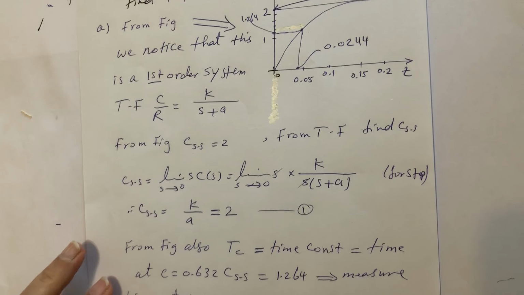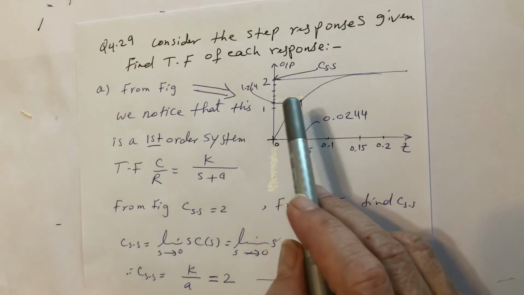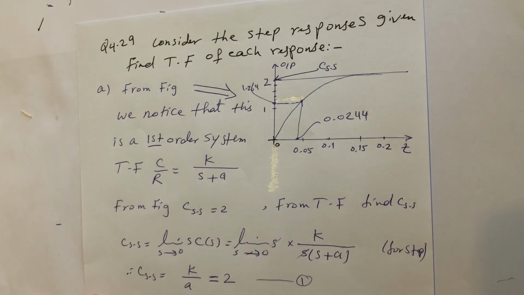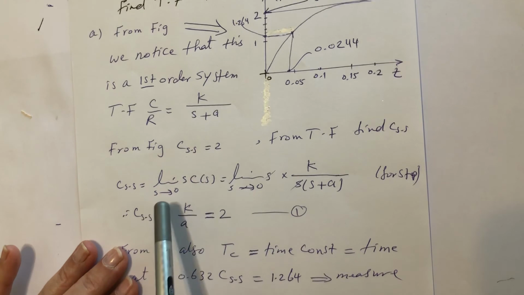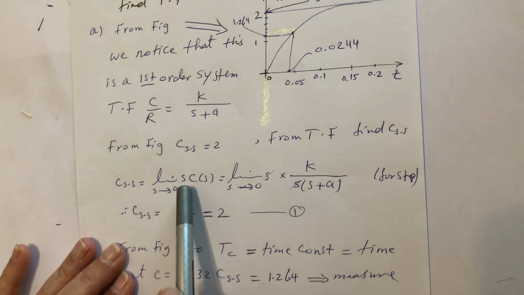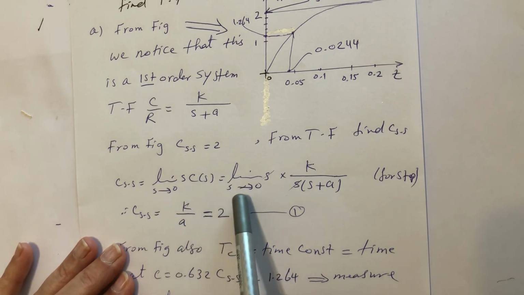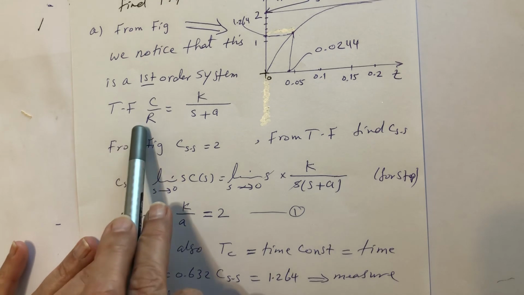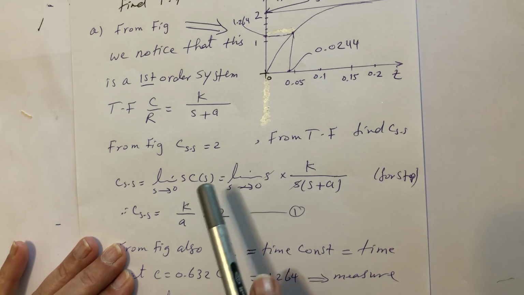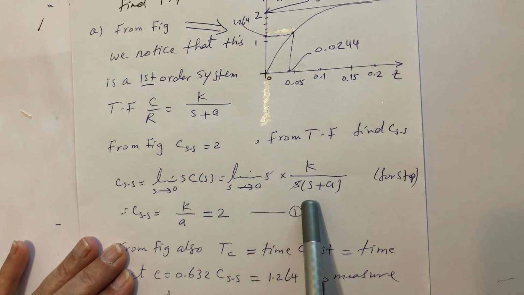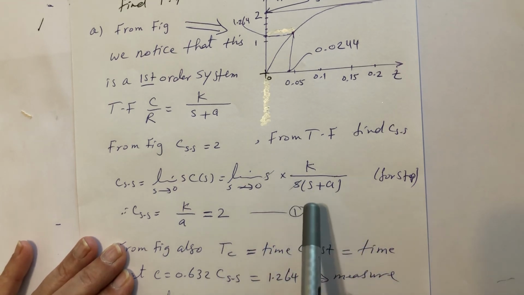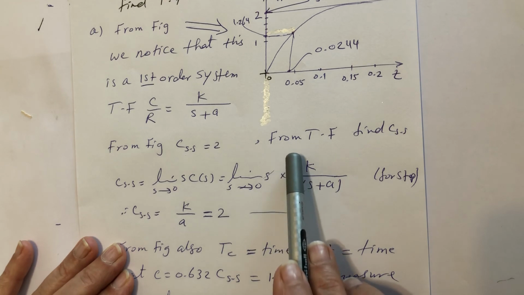How do we go about that? First of all, from the figure, we see that C steady state is equal to 2. Now, from the transfer function, we use the final value theorem. C steady state equals the limit as s goes to 0 of s C of s, which is the limit as s goes to 0 of s times K over s times s plus a, with 1 over s for R because this is a step response. We cancel s with s, and substitute s equal to 0. So C steady state will equal K over a.